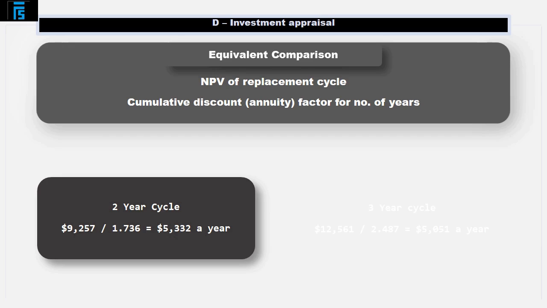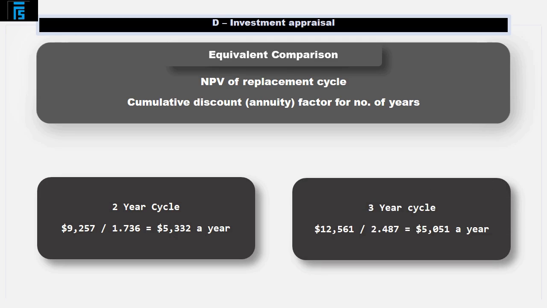Incidentally, what this is telling us is that if we were to hire a van for 2 years and paid $5,332 rental at the end of each year, that'll have the same NPV of $9,257 cost. So you can think of equivalent annual cost as being the same idea as an annual rental charge.